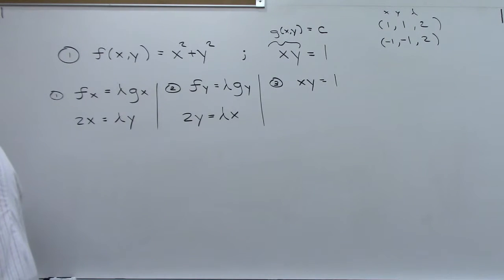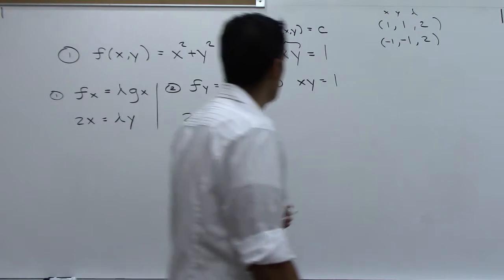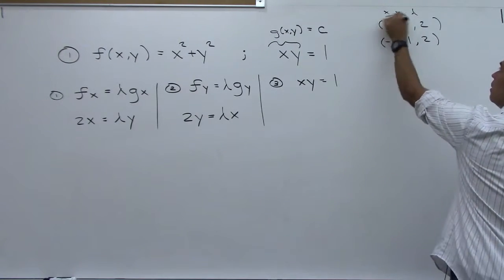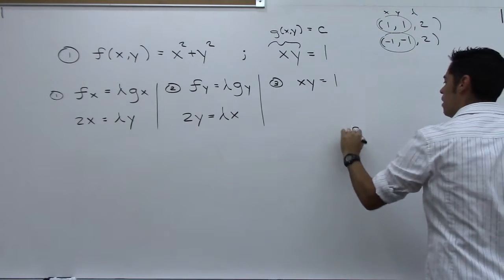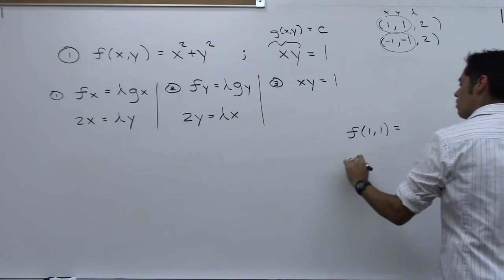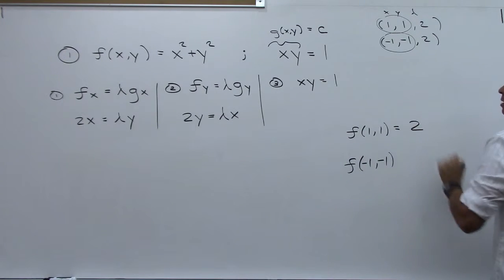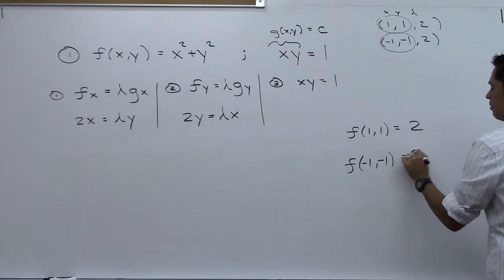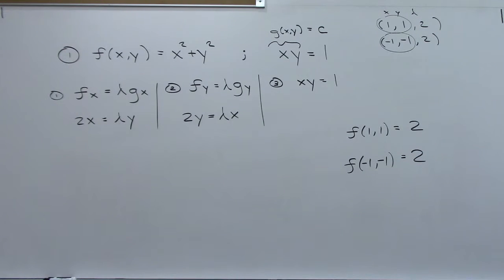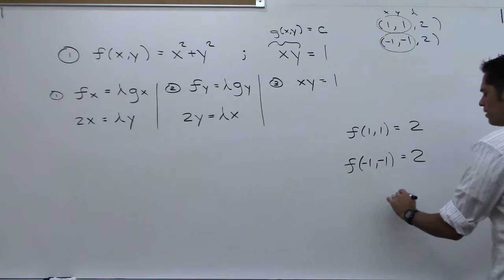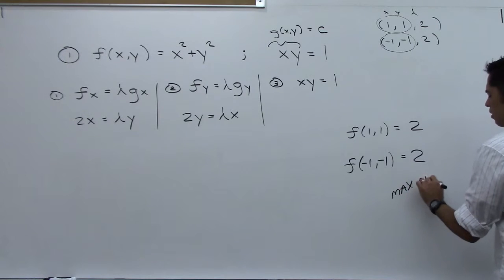Let's see here. Okay, so let's try and take these here, plug those into the original function. So what is f of 1, 1? What's f of negative 1, negative 1? So f of 1, 1, plug it in, you get 2. But if you plug in negative 1, you also get 2. So is that the maximum? Is this a maximum or a minimum? We can't tell because they're the same value. So since they're the same value, I don't know if these represent maximums or minimums.